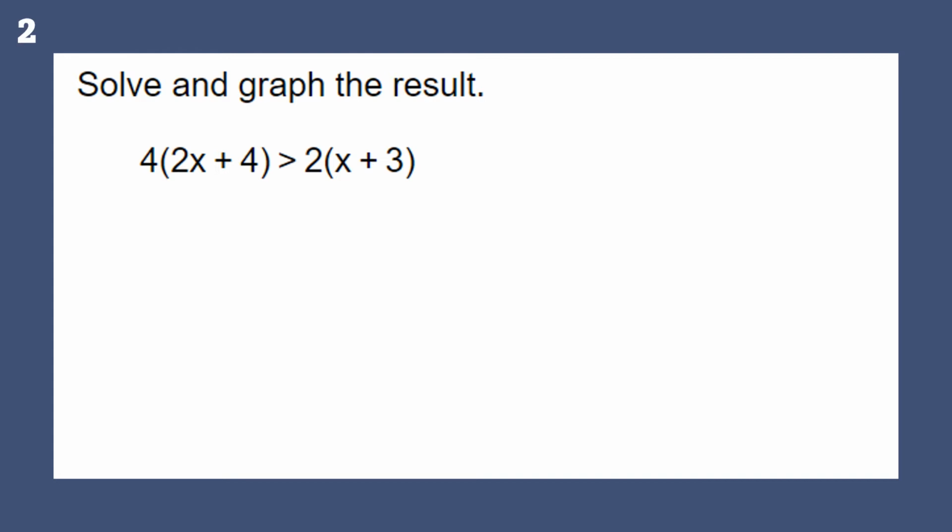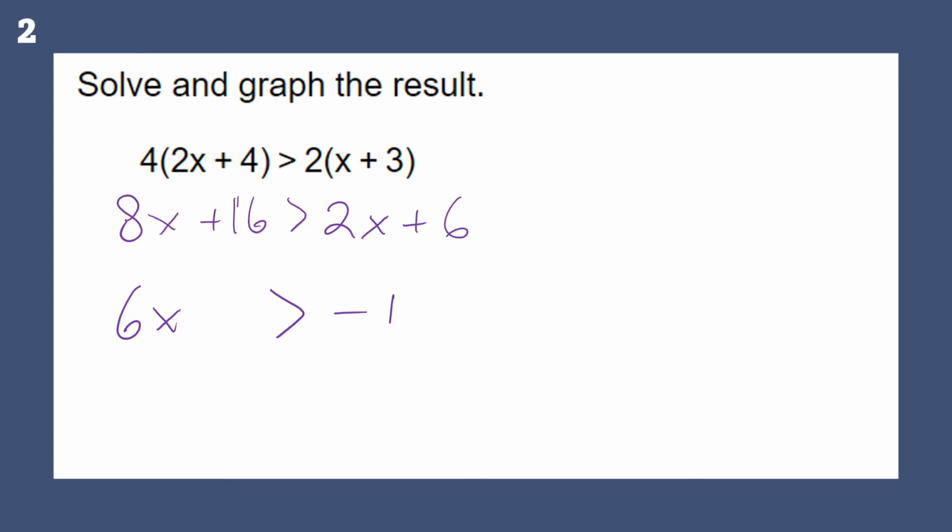So I'm going to graph this result. First step, it's going to have to be to get rid of these parentheses by doing the distributive property, and so that's 8x plus 16 is greater than 2x plus 6. Get the x's on the same side, so I'm going to subtract 2x from both sides, and I get 6x. I'm also going to subtract the 16 from both sides, and so I get 6x is greater than negative 10. At this point, I'm going to divide by that 6 to get the x by itself, so I divide by 6 on both sides.